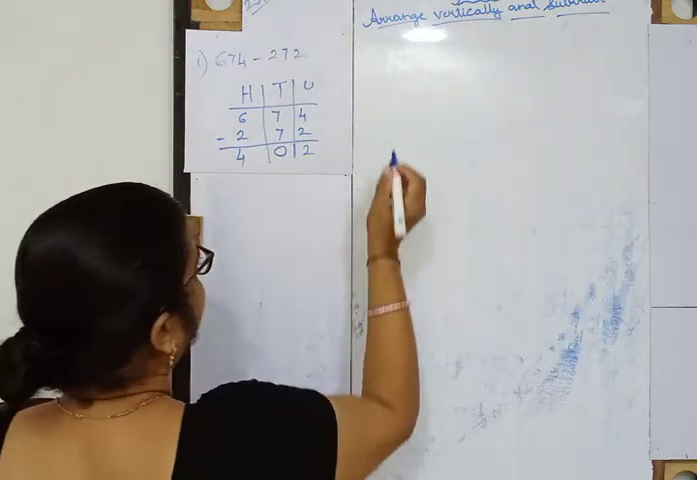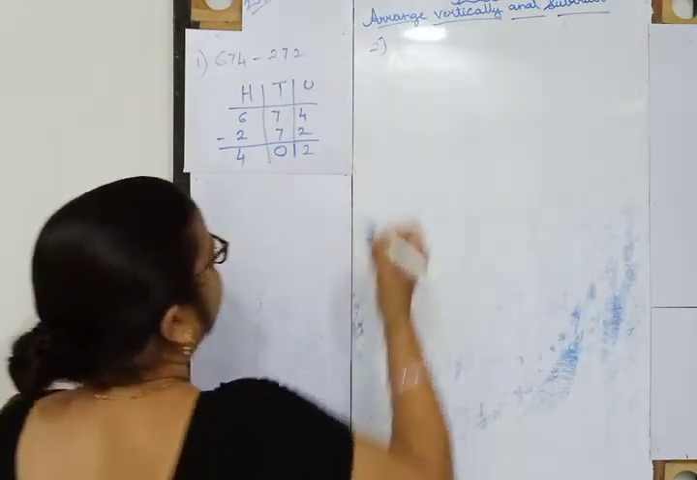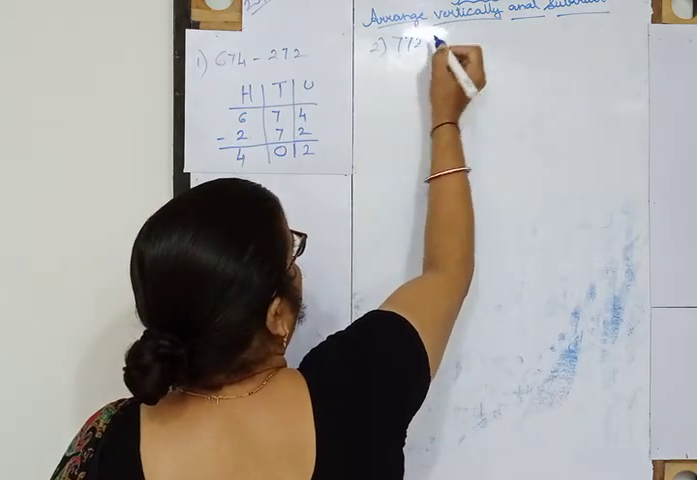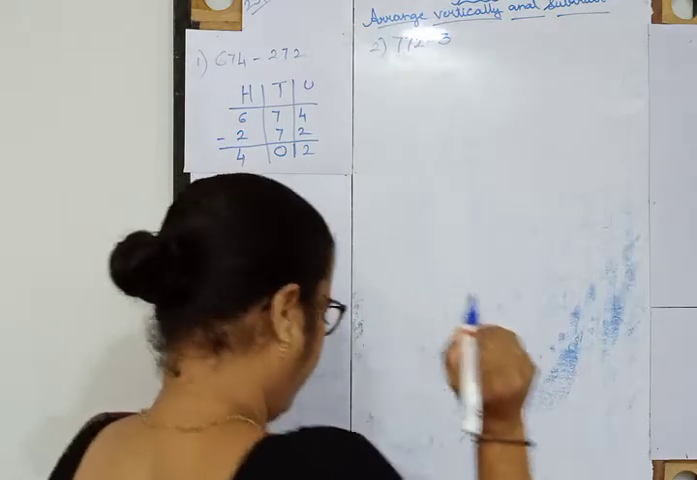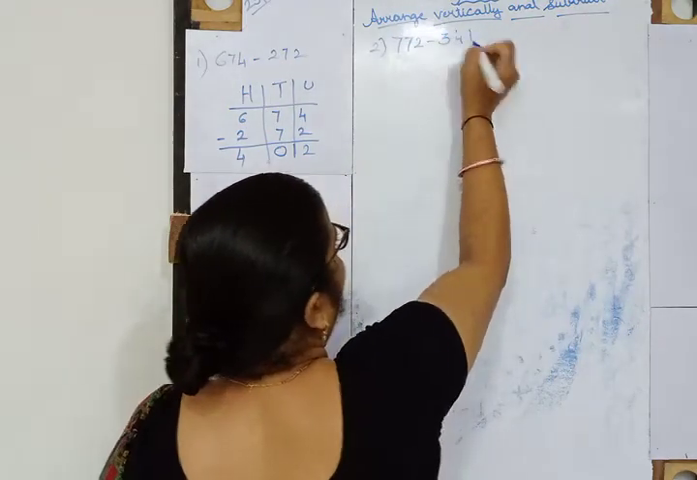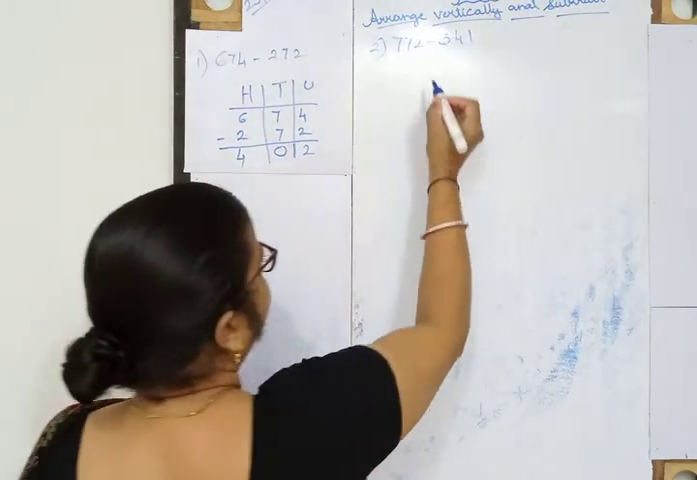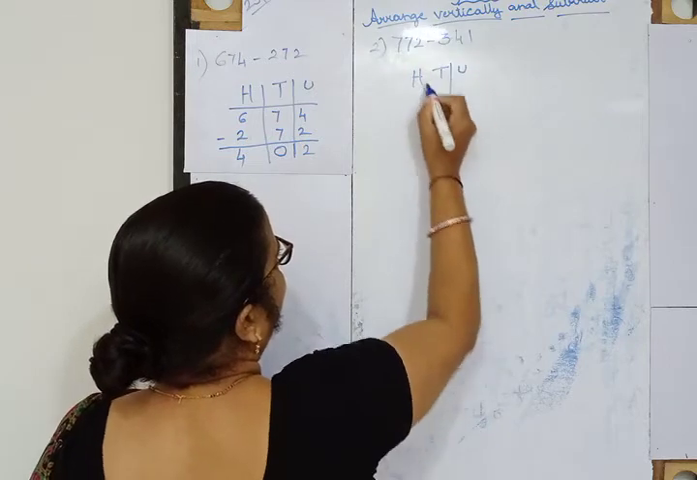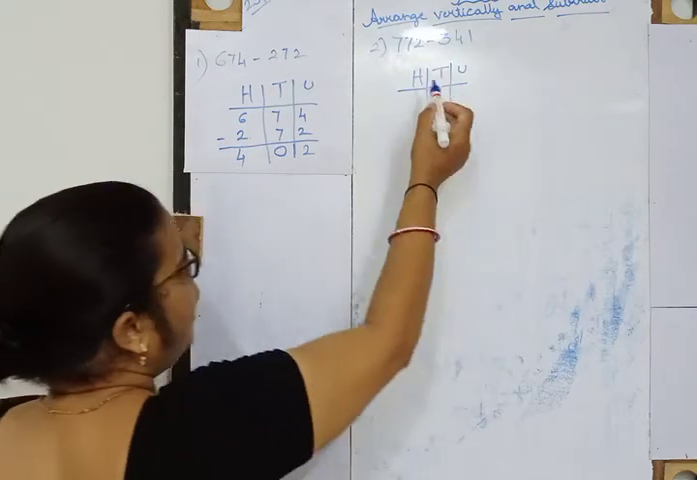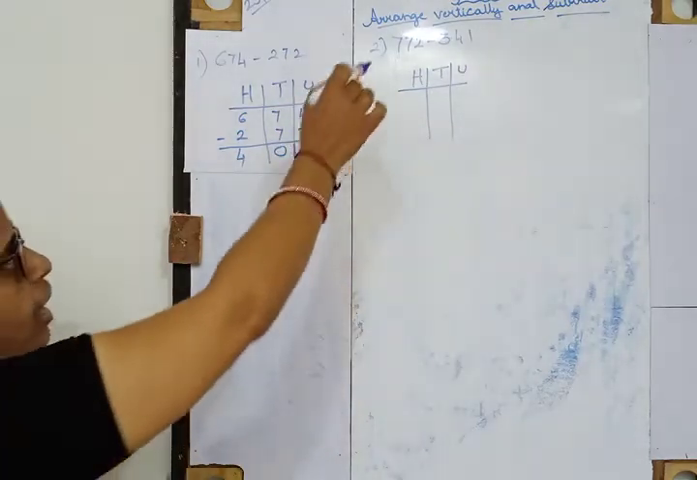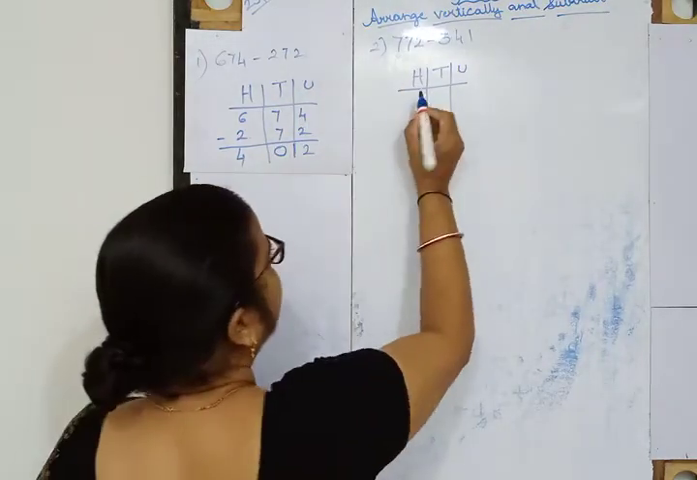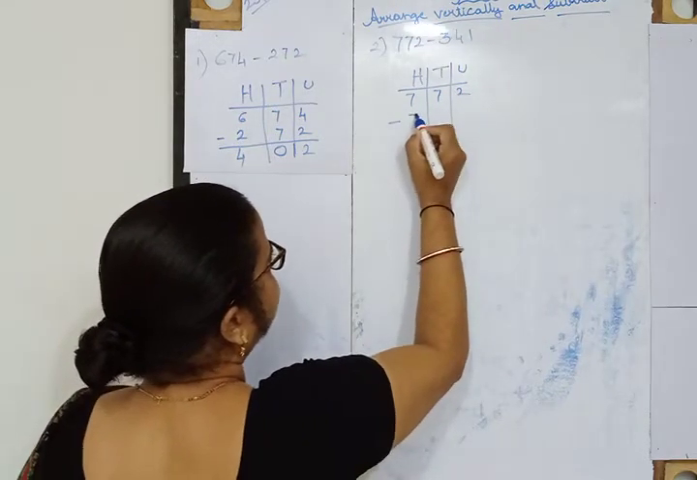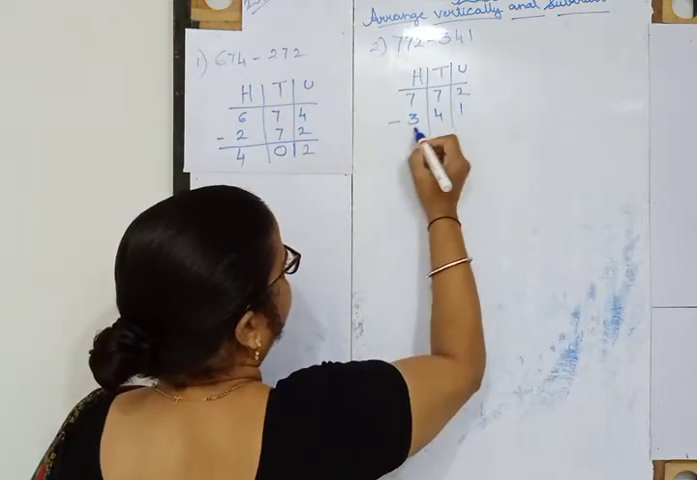Now second, 772 minus 341. Same way, first we have to write here HTU, that is hundreds, tens, units. And you have to arrange this vertically. So 772 minus 341.